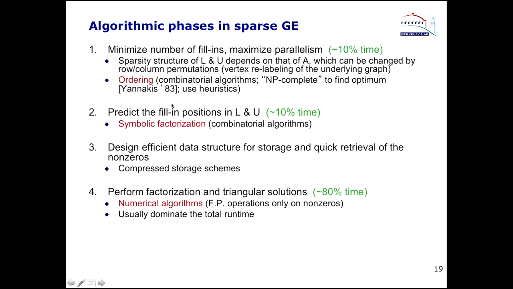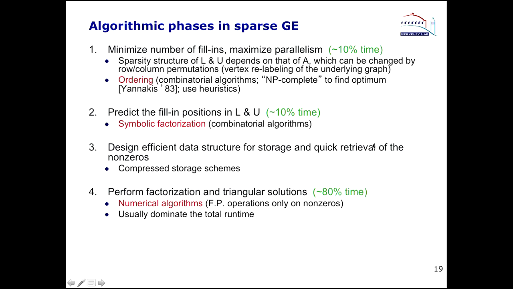And if you look at any sparse code, usually you can identify the 4 different phases. One is ordering. How do you order the equations to minimize the amount of fill? And the other is the symbolic factorization, which is to predict the filling position, set up a data structure. And then you design the data structure to allocate the storage to store those non-zeros. And finally, after all these pre-processing steps, you do the real factorization and solve.